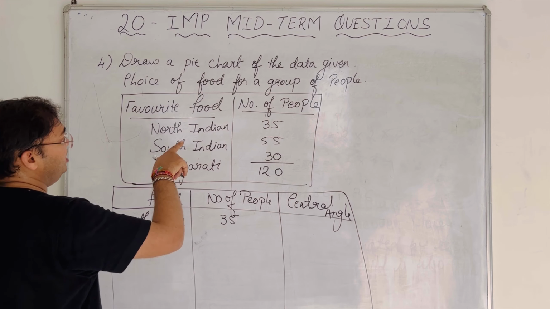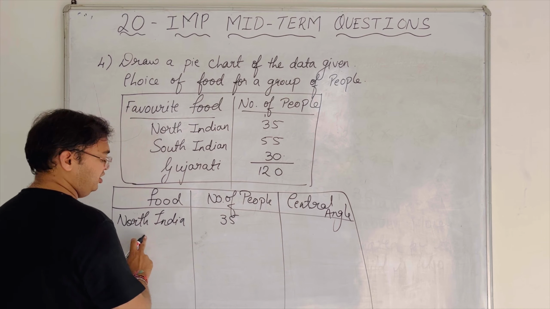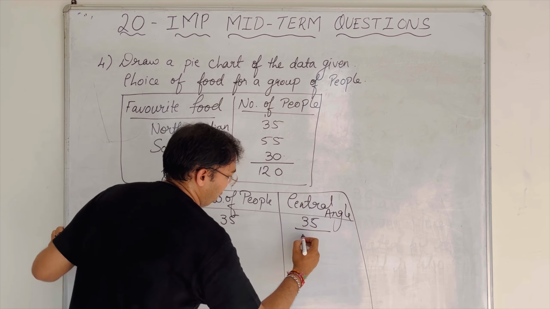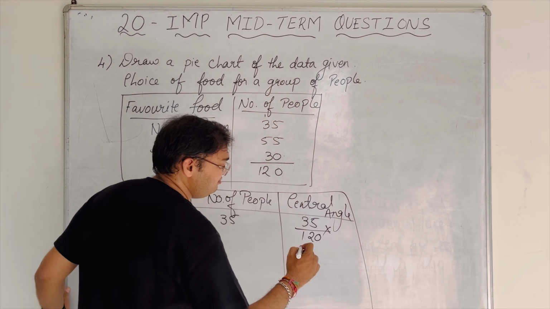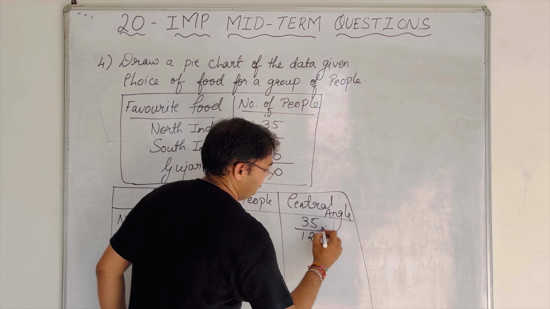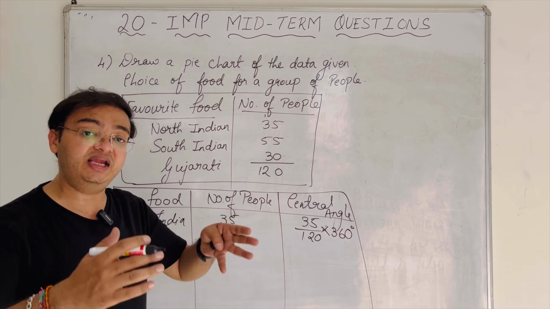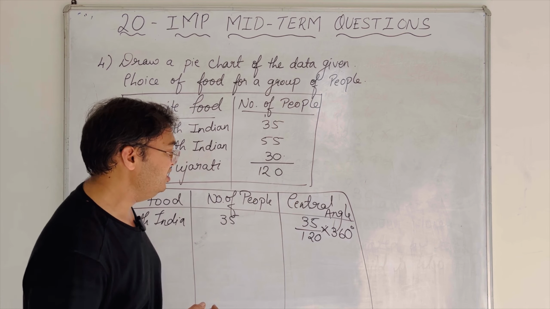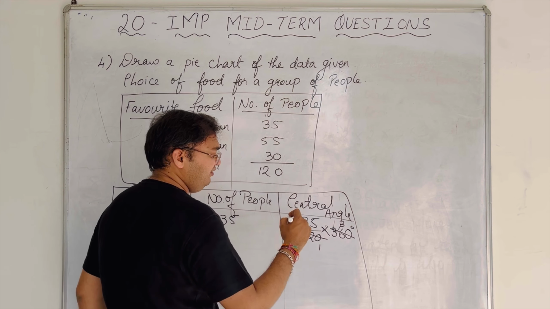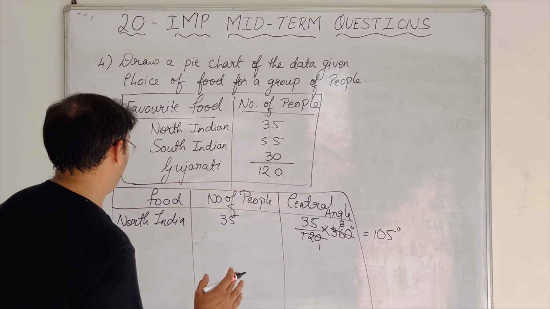So what is my favorable number of people? That is 35, for North Indian. 35 upon total number of people. How many total people are there? 120. As we are finding the central angle, we will multiply it with 360 degree. Why? Because angles are always in the form of degree, and degree means total degree. So when we cut, that is 1 za, and here we get 3 za. So 35 3 za we get 105 degree. We got it for the North Indian.